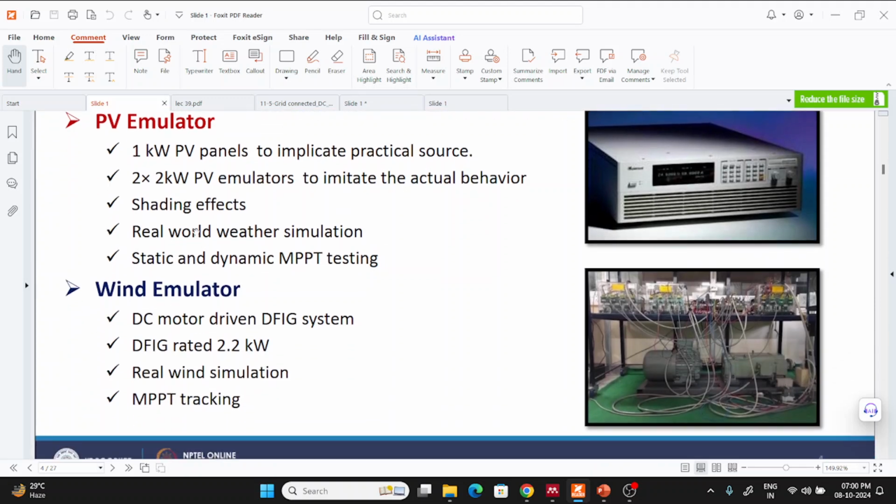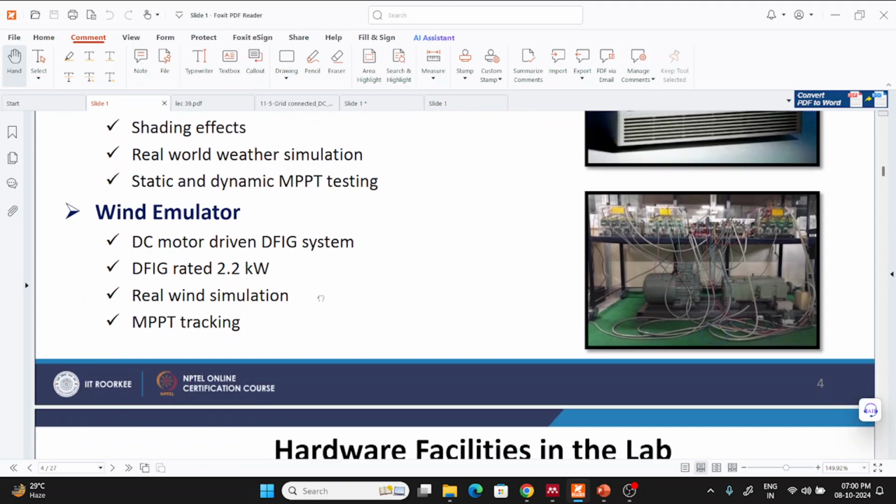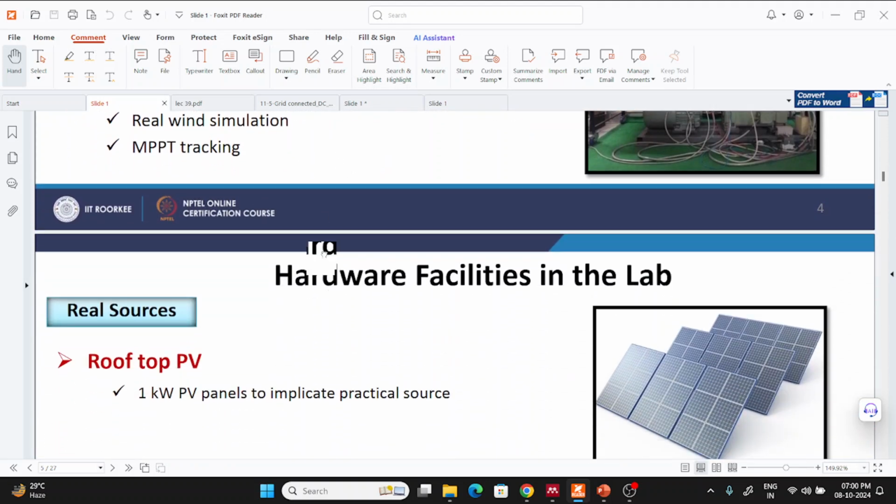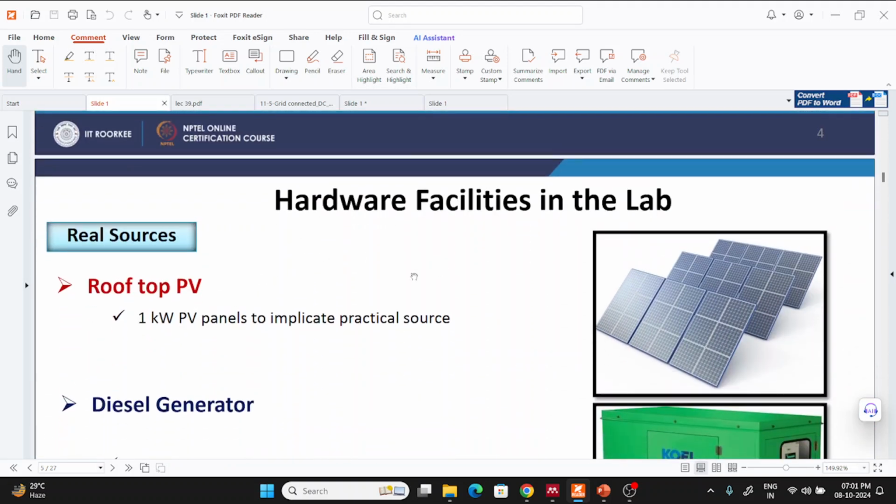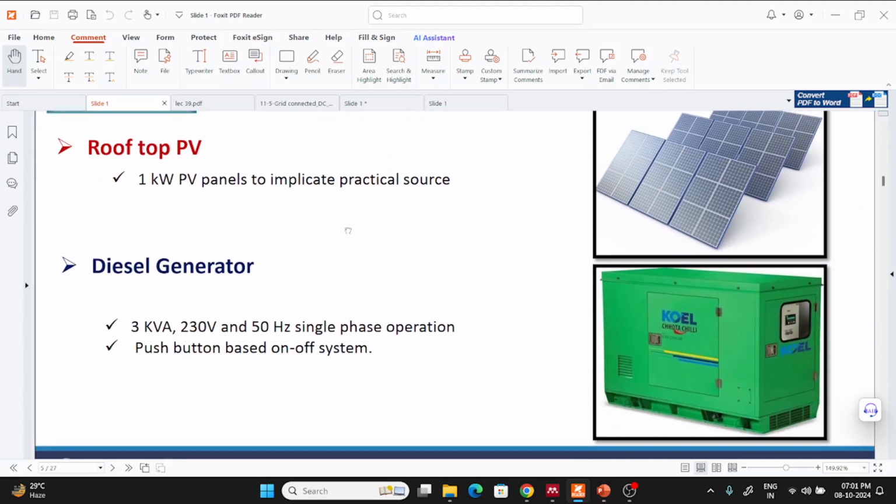Then comes the wind emulator, which is driven by a DFIG system, doubly fed induction generator. It is rated about 2.2 kilowatt. Then come various sources. Real sources are also there as hardware facilities in the lab: 1 kilowatt PV panels. Then come the diesel generators, which are 3 kilovolt ampere, 230 volt, 50 hertz, single phase operation.